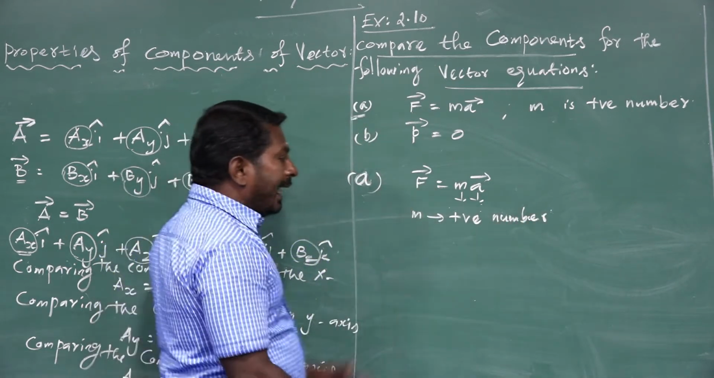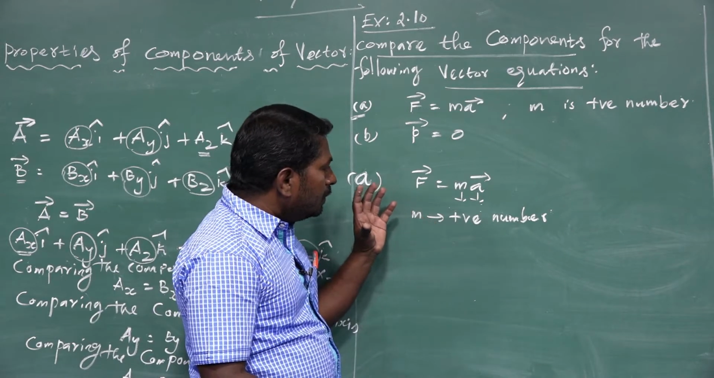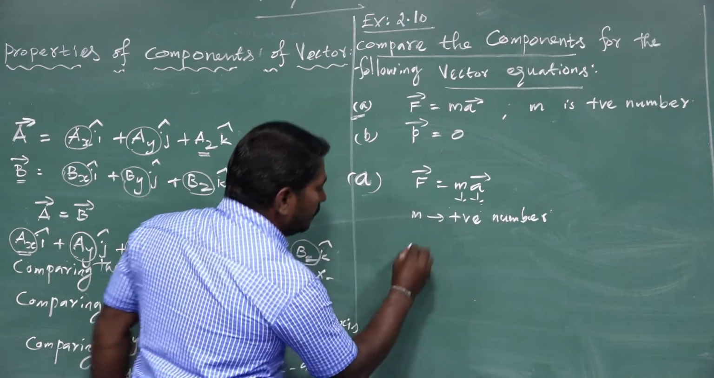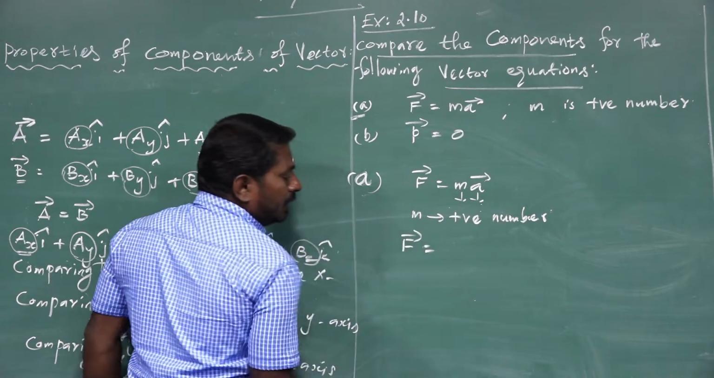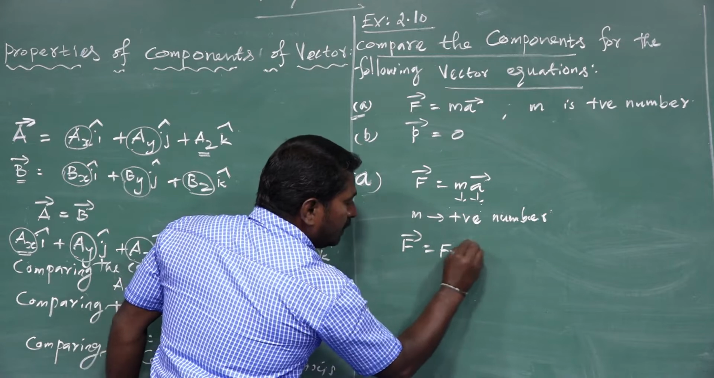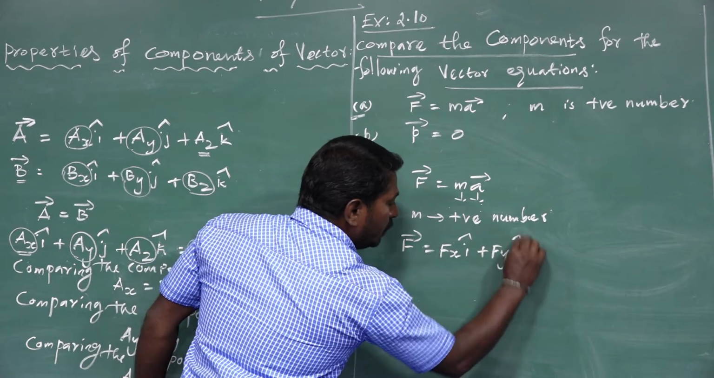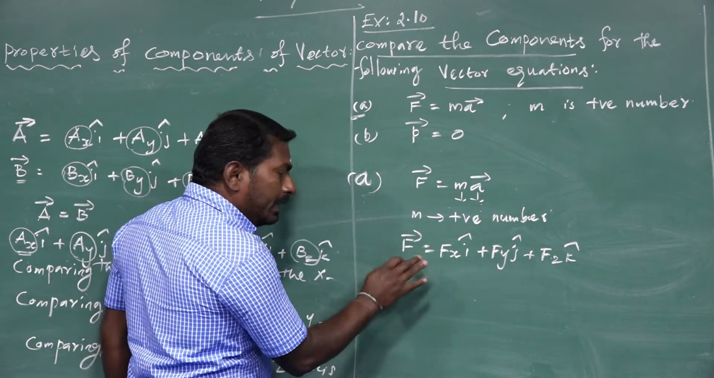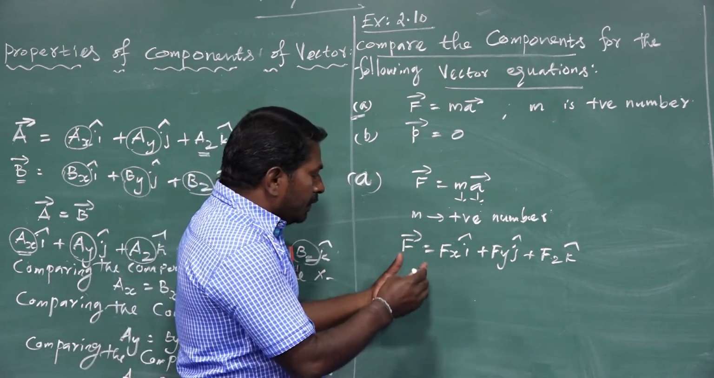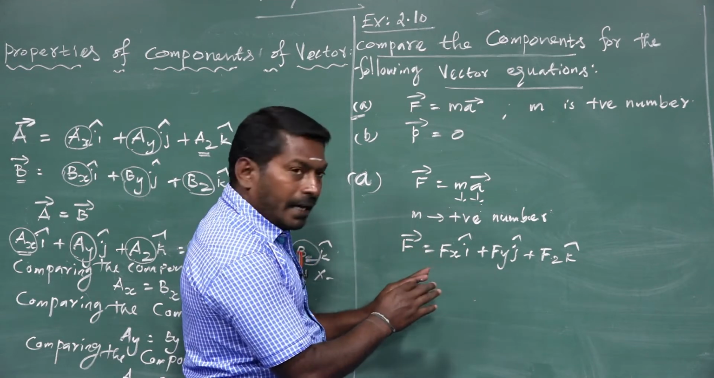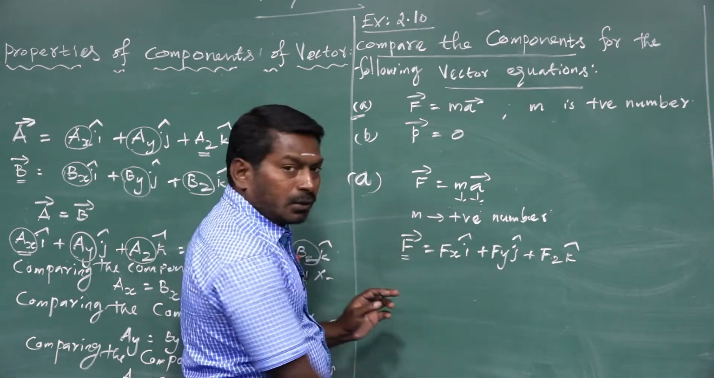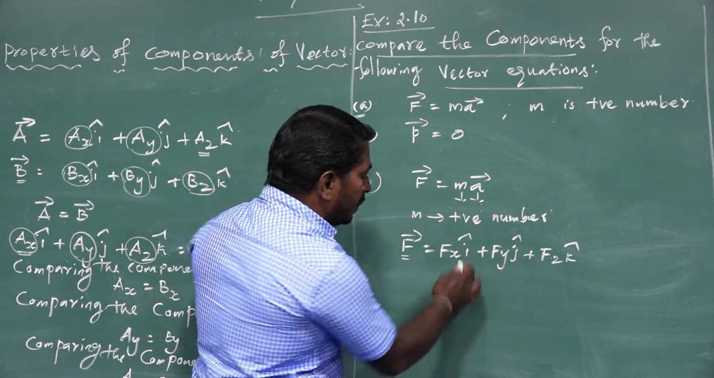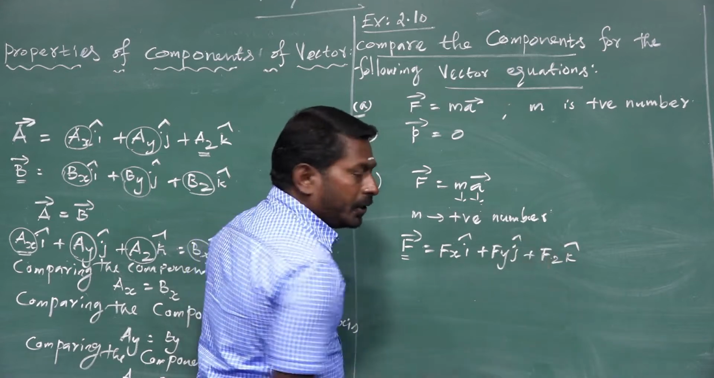F vector can be resolved into three components along the three directions. F vector is equal to Fx i cap plus Fy j cap plus Fz k cap. So why do we resolve into three components along the three directions? Because force is a vector quantity. That's why we resolve into three components along the x direction, y direction, z direction.